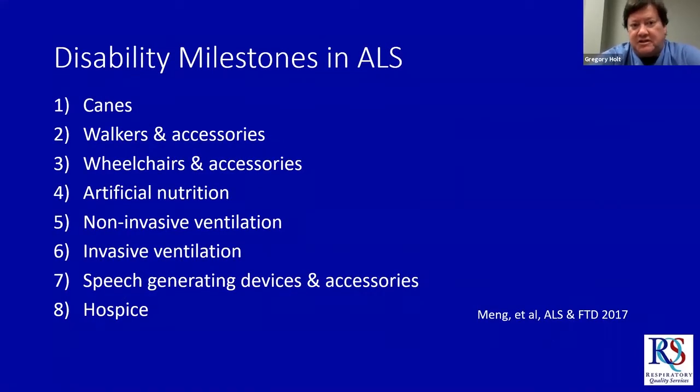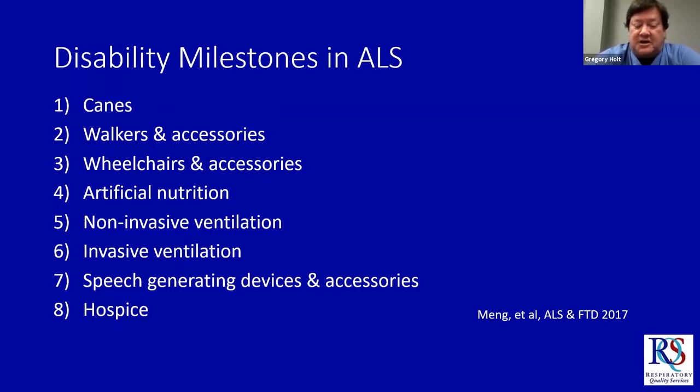These are called disability milestones. The disability milestones are things that are happening over time and things that you might need over time. So you take a look and follow your own progress. You start off with a walker, rollator, things like that. Then you move to a manual wheelchair, power wheelchair. Then you're into a PEG tube, enteral nutrition. You're looking at non-invasive ventilation.